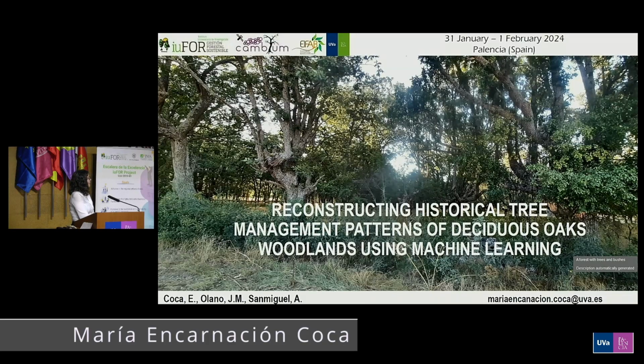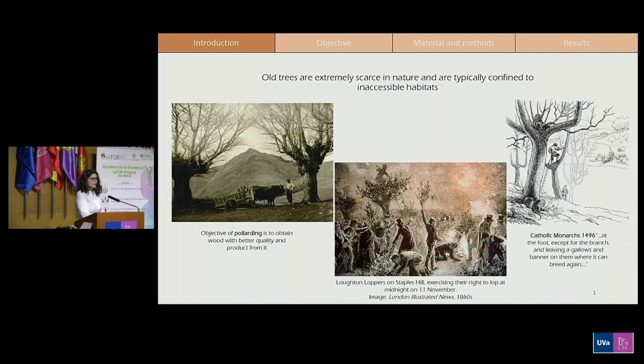I am Encarnación Coca. I am going to present some preliminary results of our latest research. Currently, it's very difficult to find old living trees because they only exist in inaccessible places. And pollarding is a traditional practice to obtain wood and fodder that promotes their conservation. This practice was very important, but over the years it decreased.